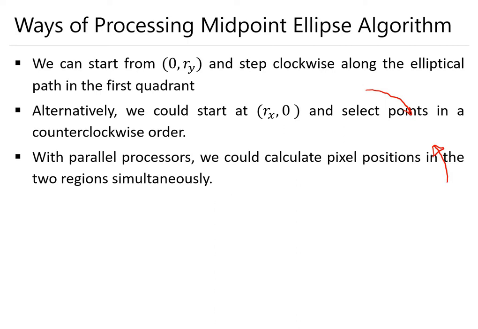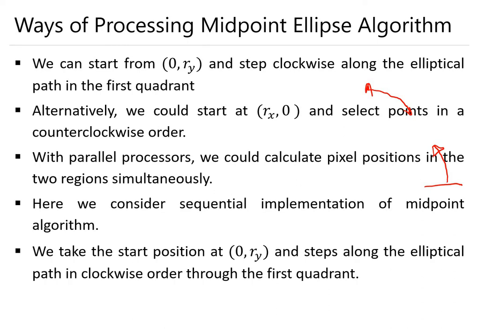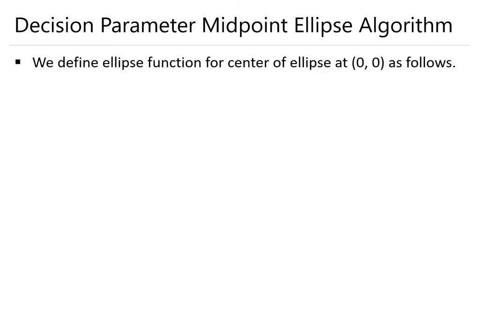So if we start from the y, and also start from the x together, if we have a parallel processor, we can calculate pixel positions simultaneously. Here we consider the sequential implementation of the midpoint algorithm. We take the start position at (0, ry) and step along the elliptical path in clockwise order through the first quadrant. So we define the ellipse function for the center of the ellipse at (0, 0) as follows.